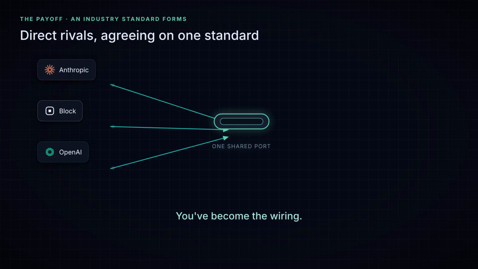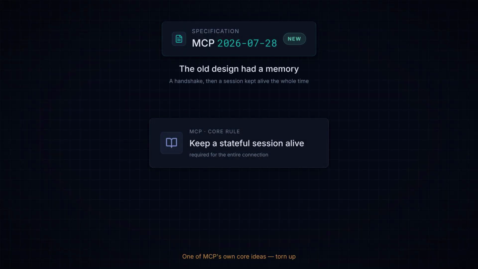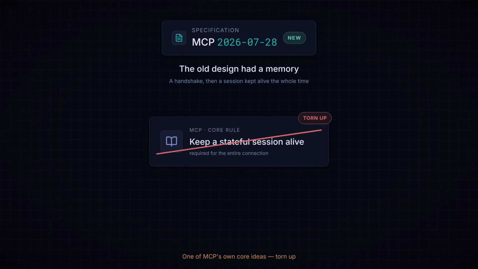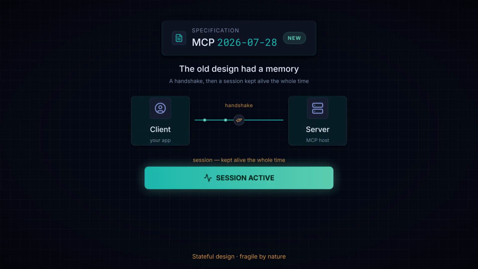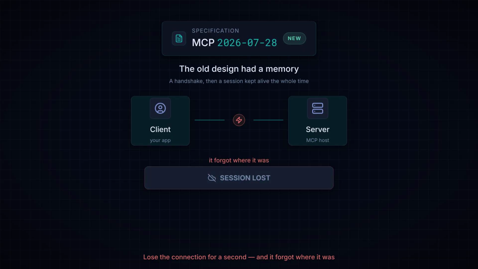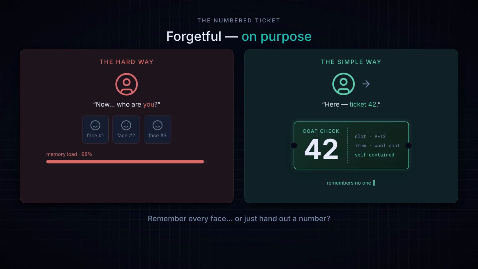You've become the wiring. But the newest version, released on July 28, 2026, tore up one of MCP's own core ideas. The old design had a memory. A little handshake at the start, and a running session it had to keep alive the entire time you were connected. Useful, sure, but fragile. Lose the connection for a second, and the whole thing forgot where it was. So they made it forgetful, on purpose.